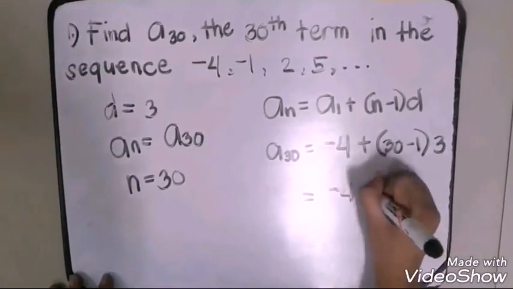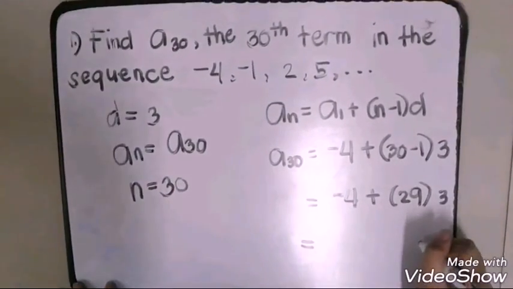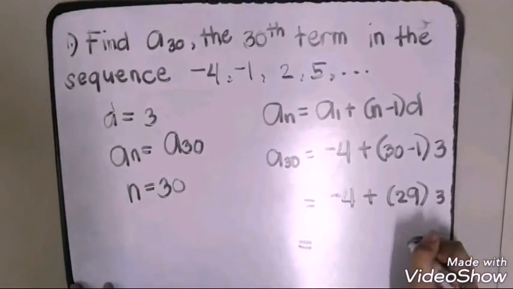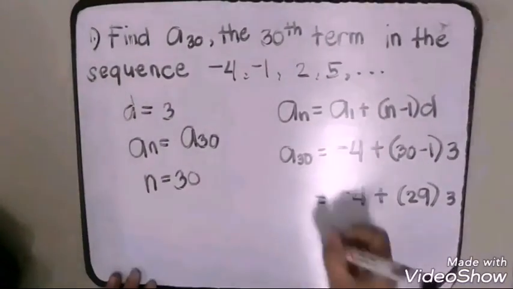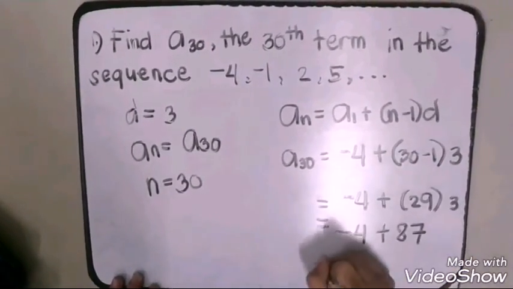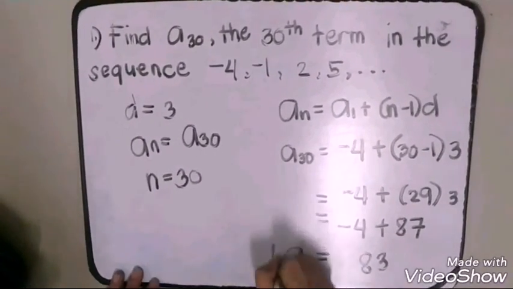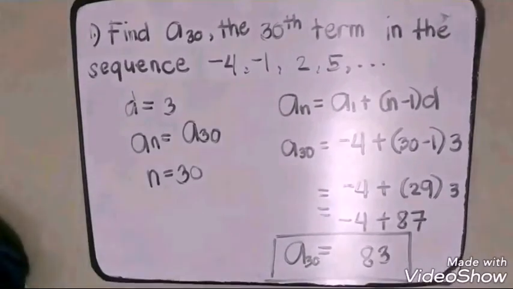So negative 4 plus 29 times 3. So 29 times 3 is 87. And so copy negative 4, plus 87. So negative 4 plus 87 is 83. So the 30th term of the sequence is 83.